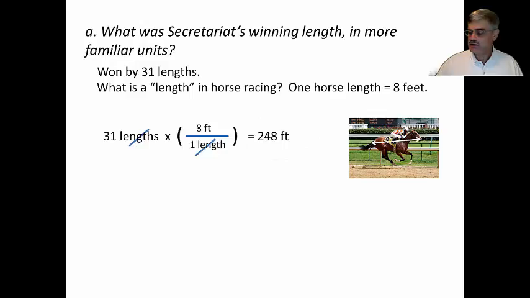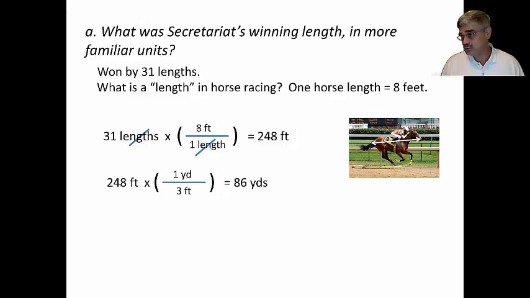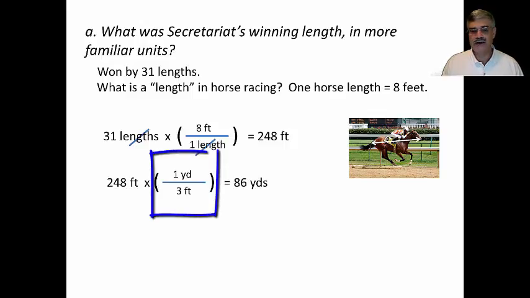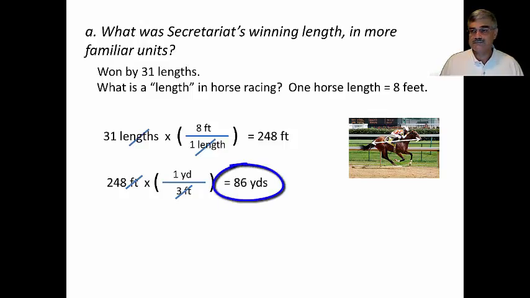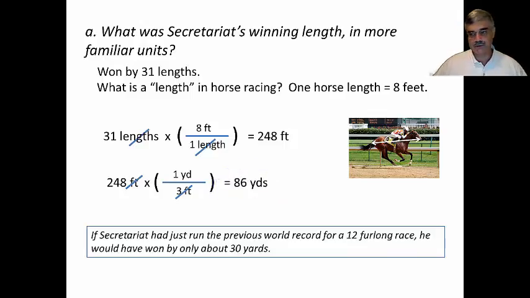Well, that's good. How about in yards? Because we're probably a little bit more familiar with the dimension of yards. To convert between yards and feet, of course, 1 yard is equal to 3 feet. So we set up another unit conversion factor, and we multiply 248 feet by the factor 1 yard over 3 feet, again so that the feet cancel, and we get an answer in yards when we do the math, 86 yards. Well, 86 yards is not quite the length of a football field, but it's something similar.